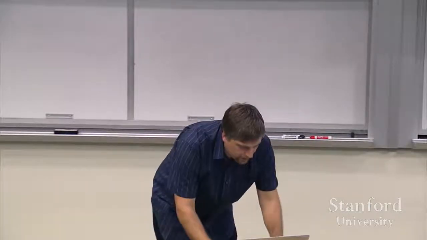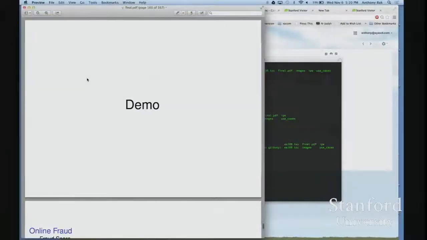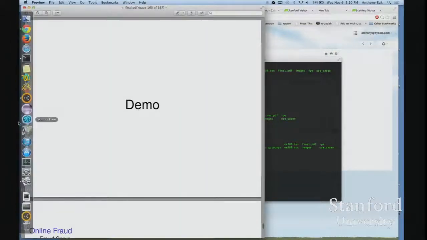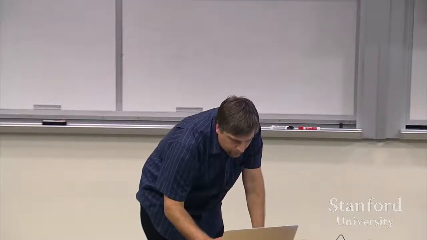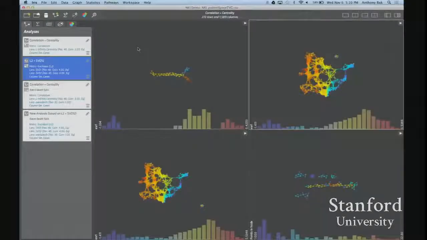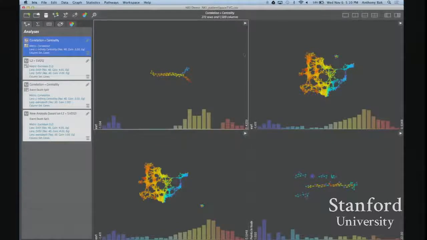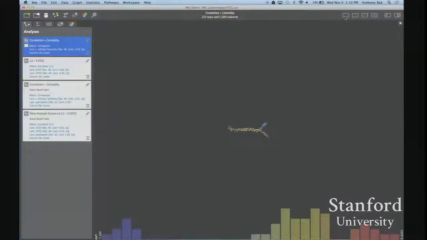Okay, so I work at Ayasdi. It's a software company, and we produce software that does this for you. So I wanted to show you our software. Okay, so this is one data set, and these are 4 different outputs using different lenses and metrics of that one data set. So I'm just going to focus on this one for a moment.